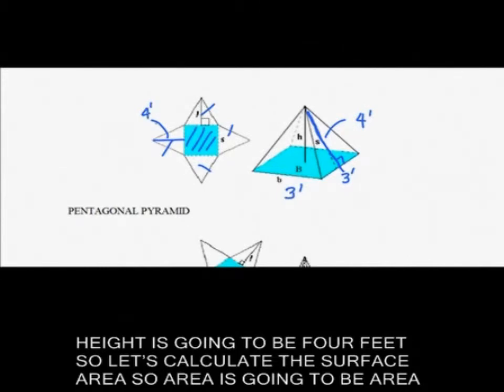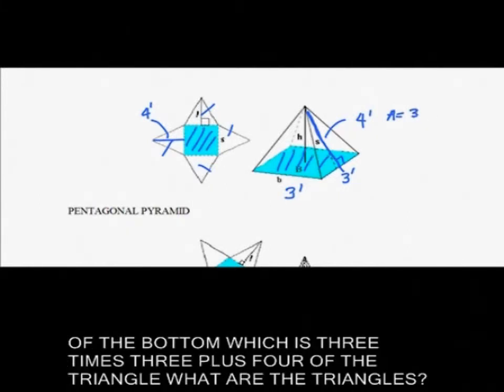So let's calculate the surface area. The area is going to be the area of the bottom, which is 3 times 3, plus 4 of the triangles. What are the triangles?